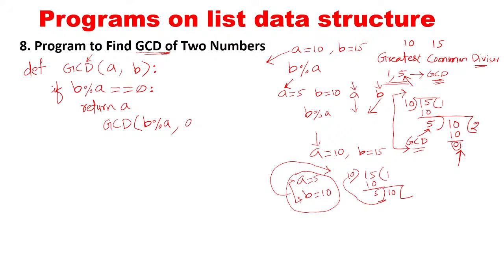So that means the previous a value I should pass to the function. Within the gcd function I am calling the same function again with new arguments. This is called recursion. We will discuss recursion, but this gcd program can be solved efficiently by using this.